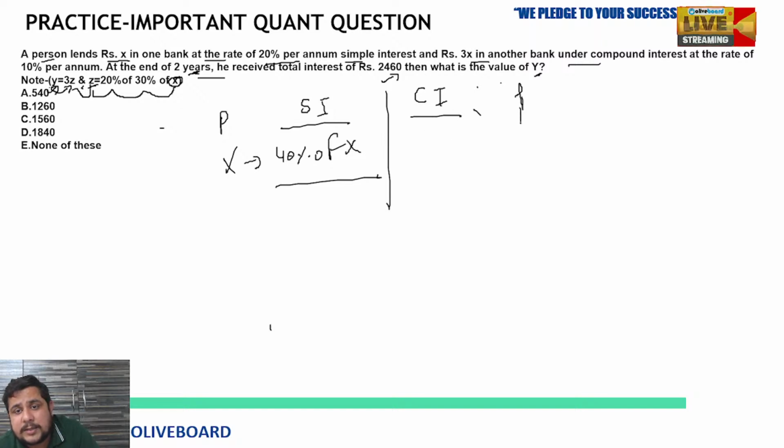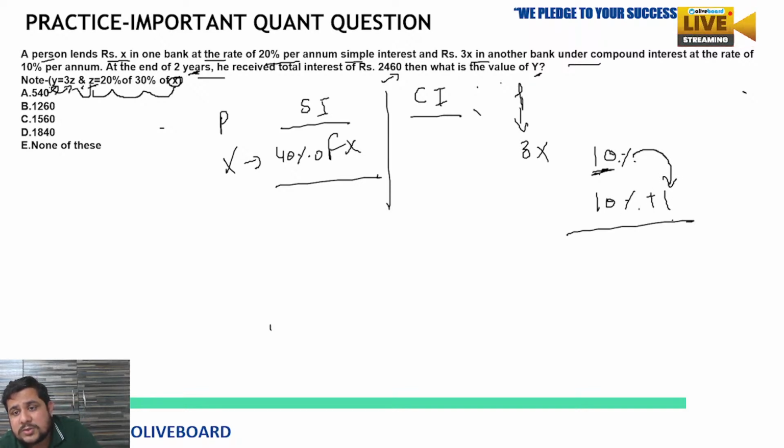So principal is changed here. Here 3x amount he is spending. So here you can see 3x in another bank under compound interest at the rate of 10% per annum. So for 2 years, if we talk about compound interest, so 10% first year on the principal, fine. Second year also 10%, fine. But in second year, you will get the interest on the first year interest. So 10% of 10 would be what? 1. So total 10% plus 10% plus 1% means 21%. So 21% of this 3x, means 63x.